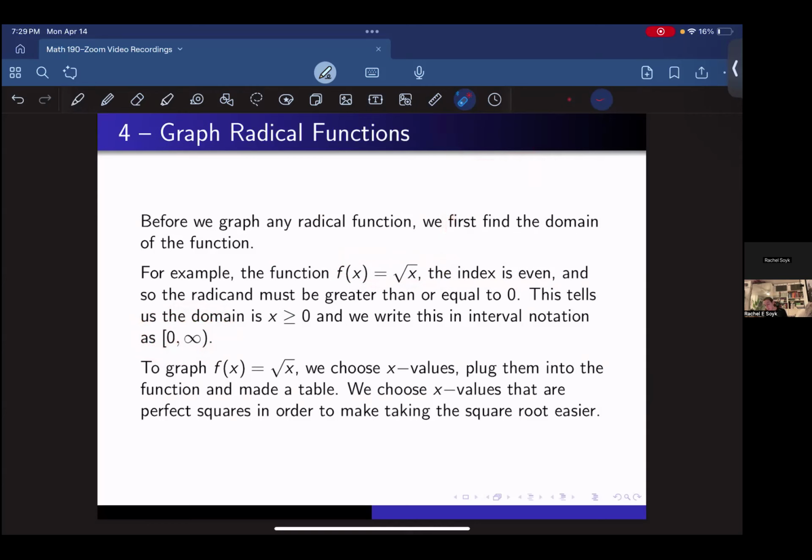Another thing that can help you out if you forget all of that, just create a table. Choose good values of x, plug it into your function, get your y points, and then physically just plot those points and figure out where your graph takes you. Okay, and that's what they say down here. Make your table. Making tables for quartic functions or quartic roots, or cubic functions, cubic roots, is really beneficial as well.